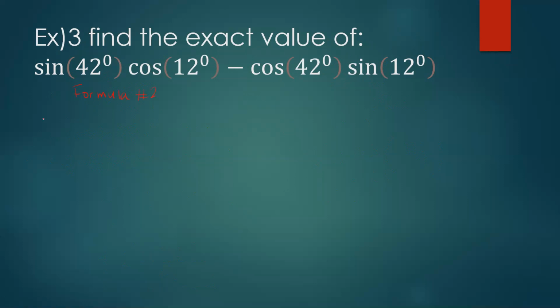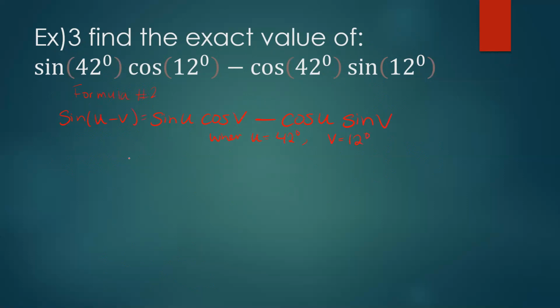So if you recall formula number 2, let me write it again. Sine of u minus v equals sine of u, cosine of v, minus cosine of u sine of v, where u equals what? What do you think? U would be 42 degrees, and then v would be 12 degrees, right?